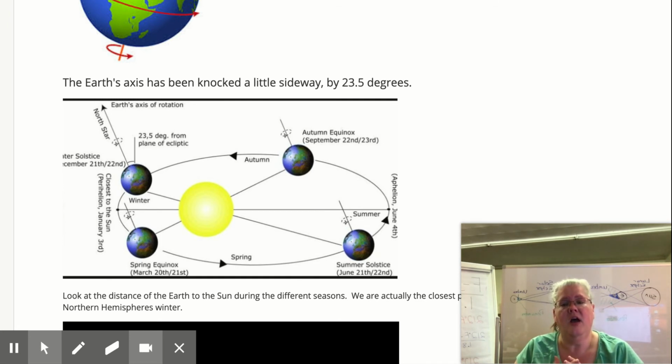Now, again, winter, northern hemisphere. And you can see this if you look at this. The northern hemisphere, in our winter, we are the closest to the sun.